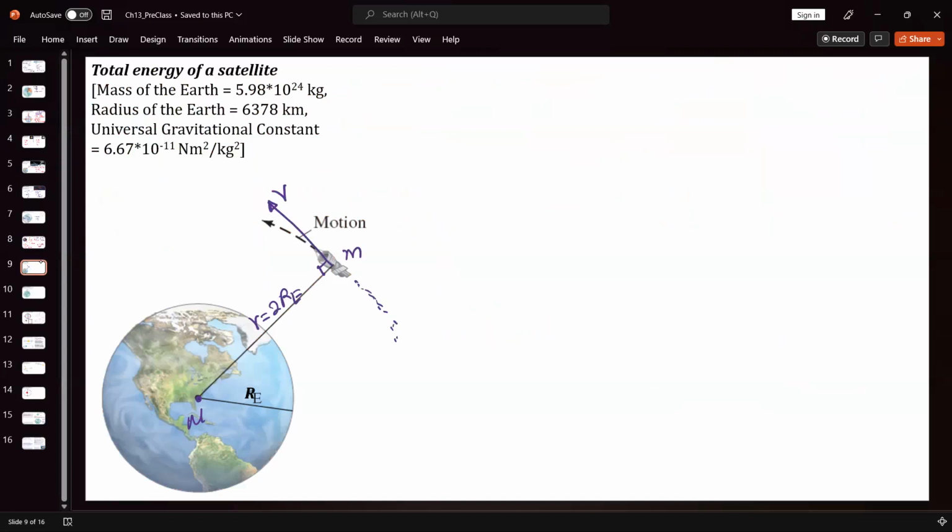And then if I want to calculate the total energy of this object, the total energy is going to be the kinetic energy of the orbit plus the potential energy of the orbit. Kinetic energy of the orbit is half small m times v squared, obviously. Potential energy of the orbit, we know, is negative GMm over small r. Now, this small v, on the other hand, we know has a direct correlation to the radius, right?